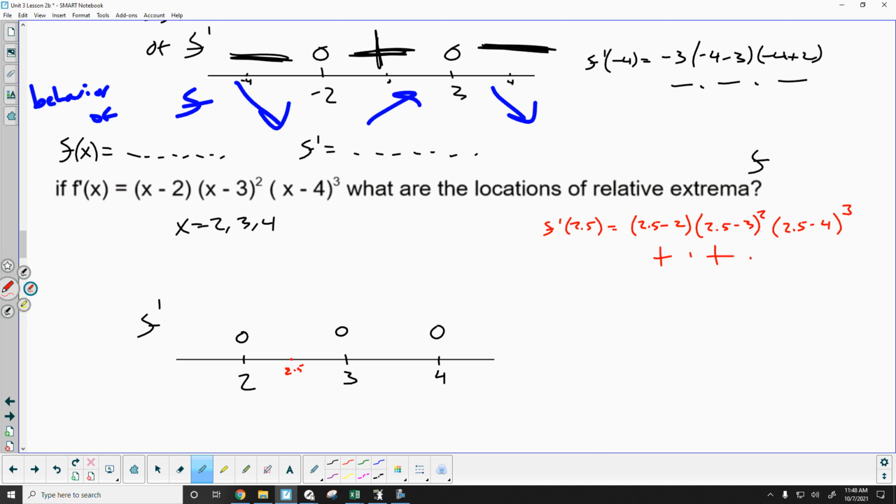Good. So at 2.5, my sign is negative, which means all of the signs between 2 and 3, whether you're 2.001 or 2.999, are going to be negative. Now, you guys do the other intervals, please.